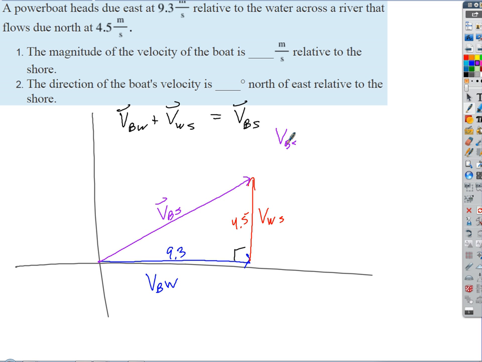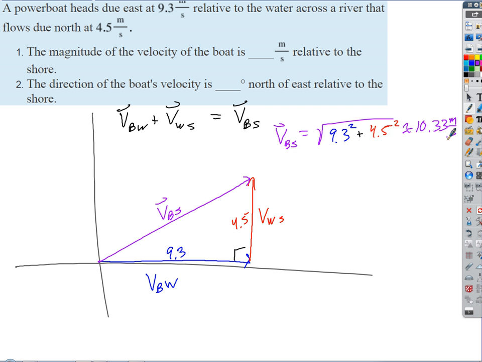I'll get on my calculator just for this. Square root of 9.3 squared plus 4.5 squared is roughly equal, rounded to, let's say, 2 places. What do we get? 10.33 meters per second. Okay? Makes sense? Okay. So what about the direction though?